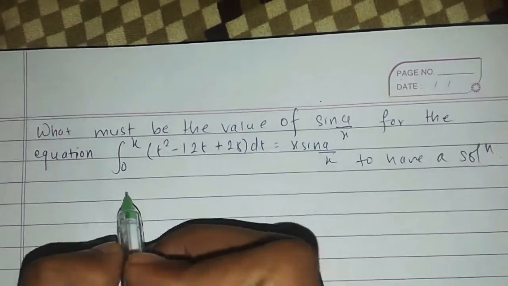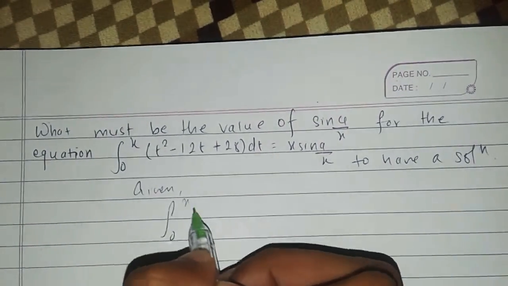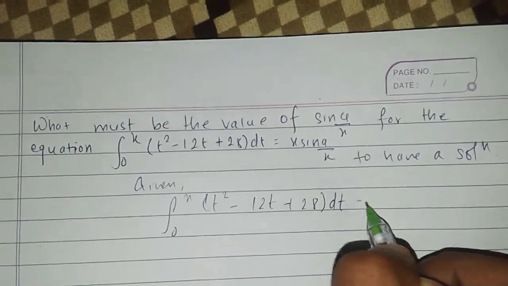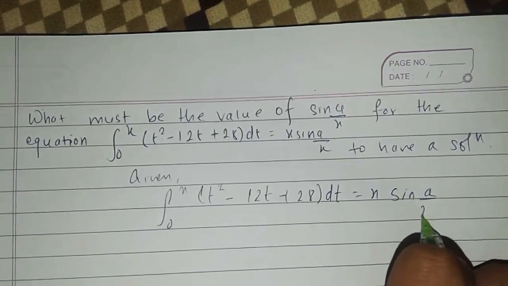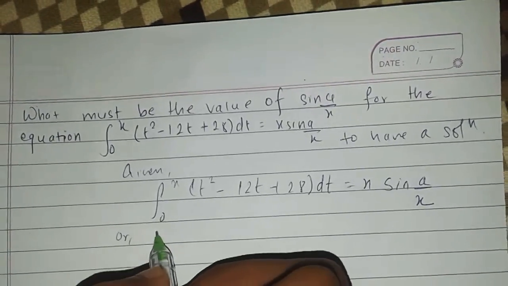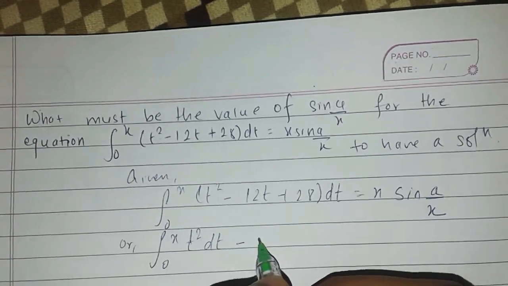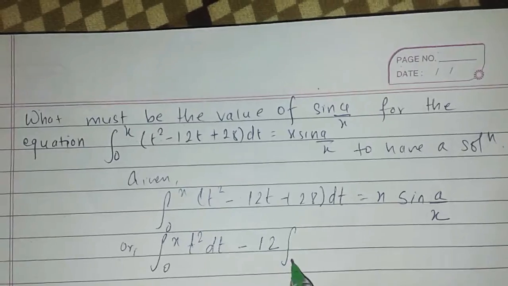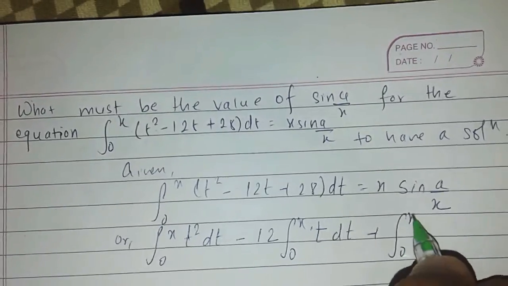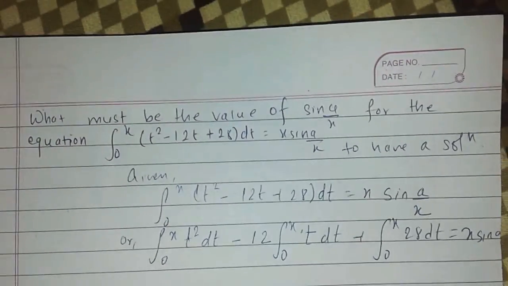So, for this, first we write down the given: integral from 0 to x of t square minus 12t plus 28 dt is equal to x sine a upon x. Now let us put them in a different form. T square dt, minus 12, let us bring it to the front of the integration: integral from 0 to x of t dt, plus integral from 0 to x of 28 dt is equal to x sine a upon x.